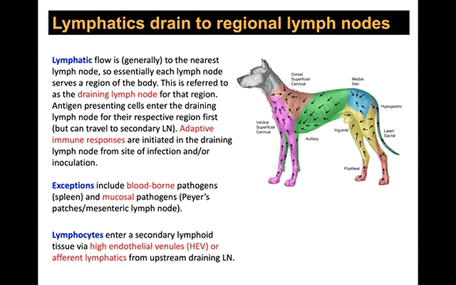So if you remember, we said that lymphocytes don't spend most of their time in the blood. They're going from lymph node to lymph node to lymph node to lymph node. If they don't see anything, eventually they're going to get dumped into the blood via the thoracic duct, and then just start the process all over again.